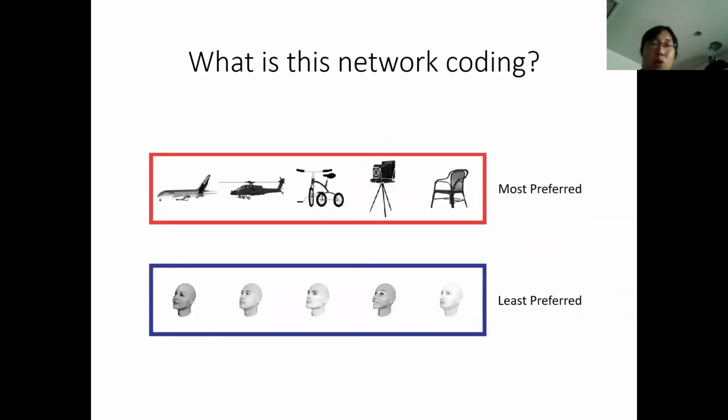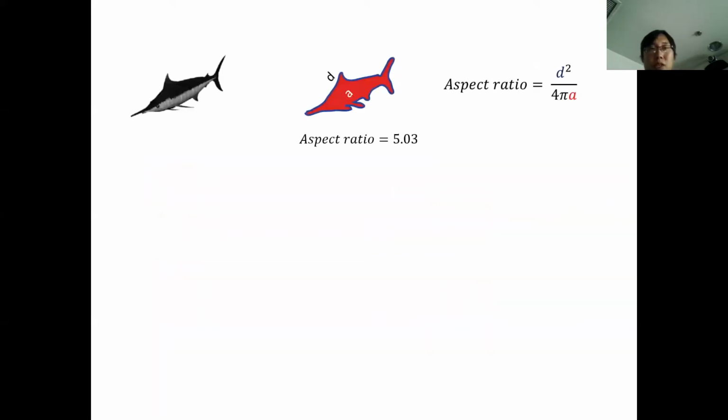And what is this network actually doing? Here again, these are the top preferred and the bottom preferred stimuli for this network. As I mentioned before, we noticed all the preferred stimuli seem to contain skinny protrusions. In other words, could this network prefer a skinny, or high aspect ratio, object?